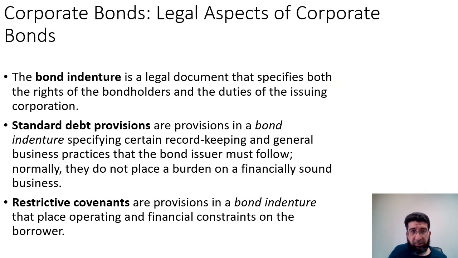Now let's look at other aspects of the bond. A bond indenture is a legal document that specifies both the rights of the bondholders and the duties of the issuing corporation. So what are the rights of the bondholders? They should receive the interest on time. When the term to maturity arrives, they should get the full principal payment plus the last interest payment.